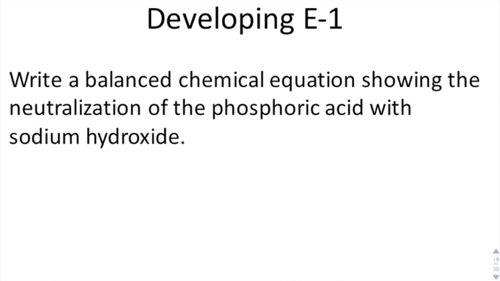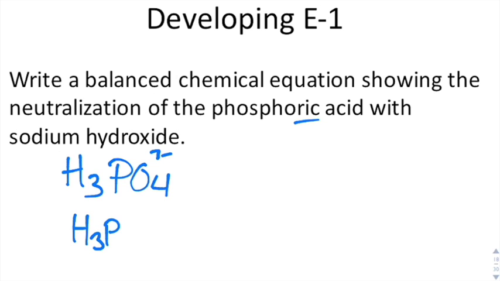So it says, write and balance a chemical equation showing the neutralization of phosphoric acid with sodium hydroxide. So for this one, you need to know what phosphoric acid is. Because it's an -ic acid, it is a phosphate. Phosphate is PO4 with a 3 minus charge. So because of that, I'm going to need 3 protons. So I know that this is going to be H3PO4.